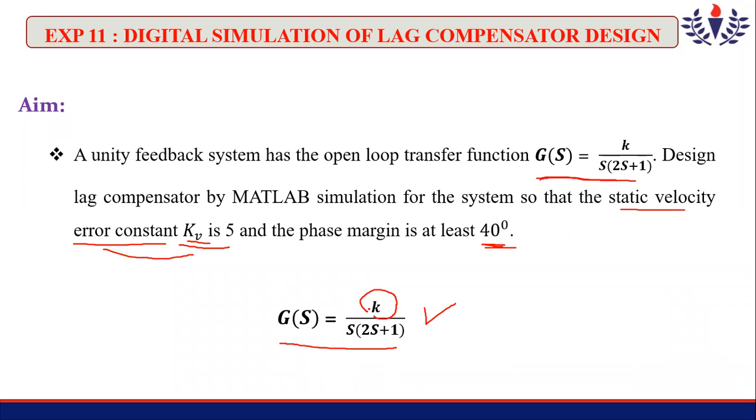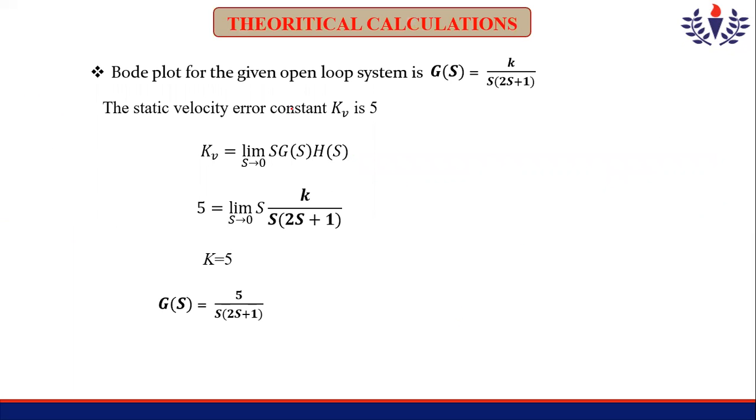So coming to the first, we need to draw the Bode plot for this open loop transfer function K / (s(2s + 1)). So first we need to find the value of K. Already in the question they mentioned the static velocity error constant Kv is 5.